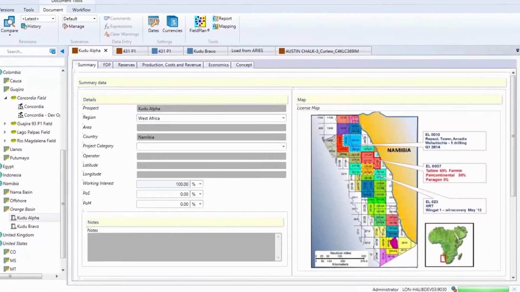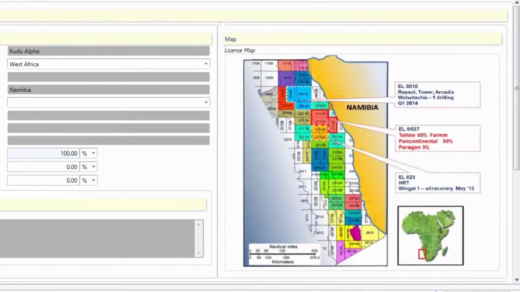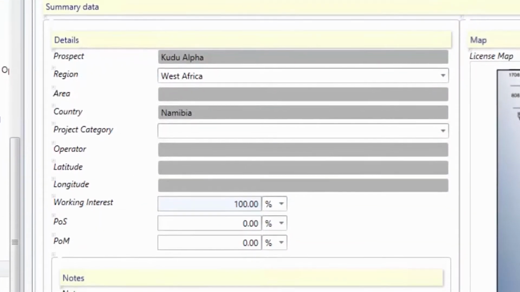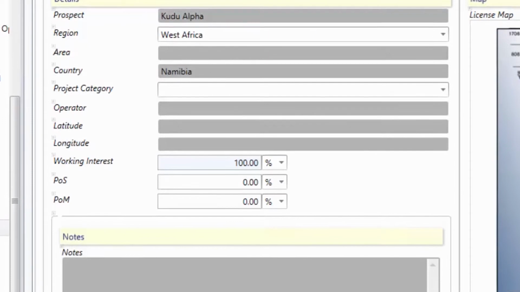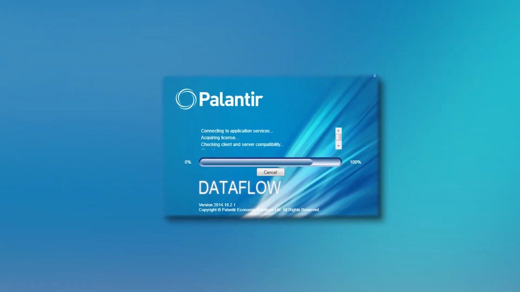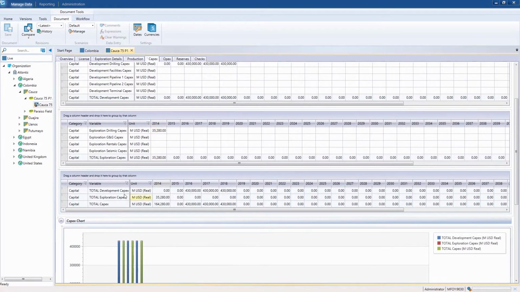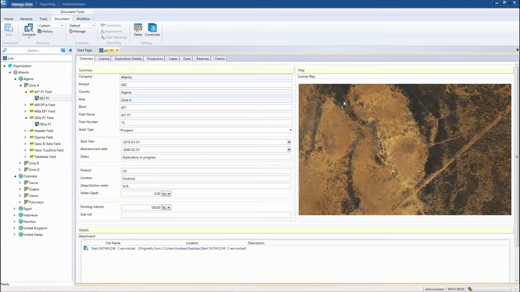After further investigation, the reserve estimates come back stronger than originally thought, and we want to update our portfolio to include this new information. We will start by using Palantir Dataflow, which is a data capture and consolidation platform designed to allow economists, planners, and engineers to centralize and collaborate on asset data in a single and standard application.